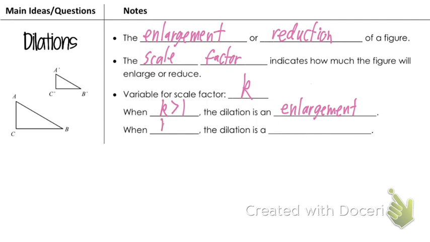But if K is less than 1, the dilation is a reduction. It's going to make it smaller. So if you multiply by bigger than 1, it's going to make it bigger. If you multiply by smaller than 1, it's going to make it smaller. What does K stand for again? The scale factor.